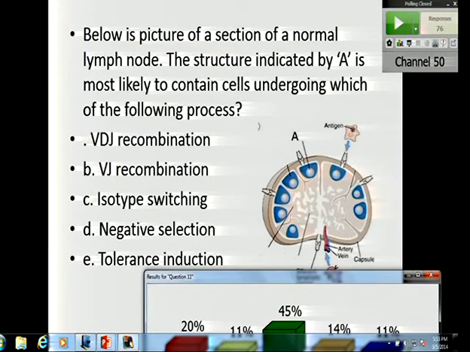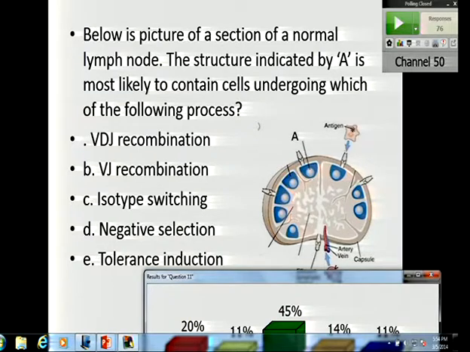Okay, so what is that blue region? It's the cortex, and that's the follicle, isn't it? Primary follicle, where the B cell interaction takes place. Now, here they're referring to which of these processes is likely to take place there?